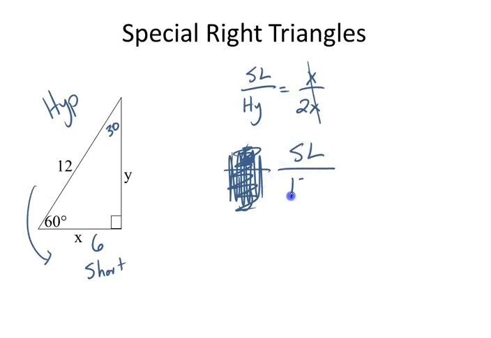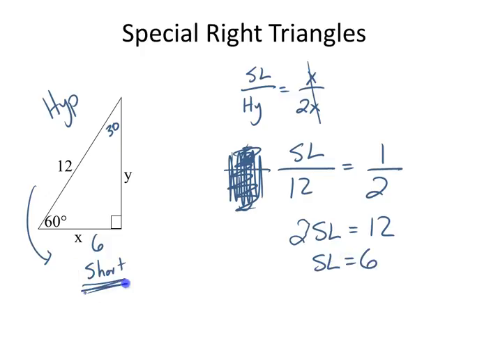But I know my hypotenuse is 12, so short leg over hypotenuse equals 1 over 2. So 2 short leg equals 12. Divide by 2, so my short leg equals 6. That's how I can come up with my short leg. Then to go from short leg to long leg, I multiply by radical 3. Or you can set up another ratio.